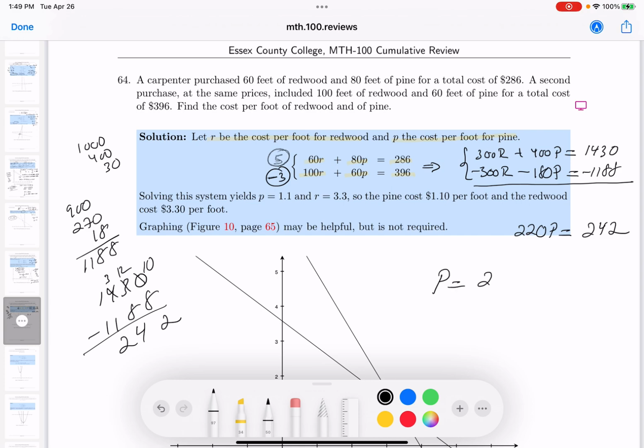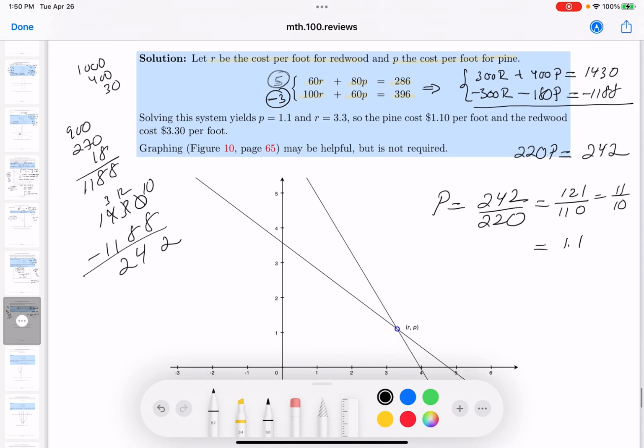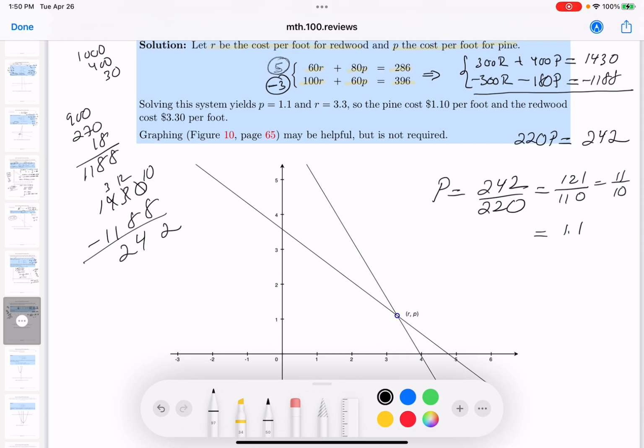Well, it's 242 over 220. Again, you're allowed to use calculators, but I don't want to resort to a calculator yet. So 121, and this would be 110. And let's see what I get there. I'm going to divide by 11. 11 and 10. And what do you get there? 1.1. So the price of the pine is $1.10. That's the price of the pine, per foot, by the way.